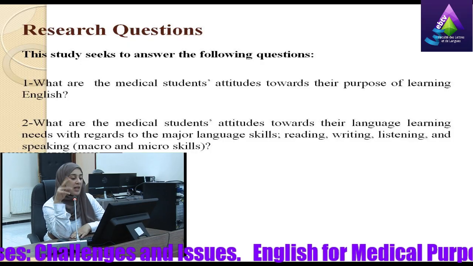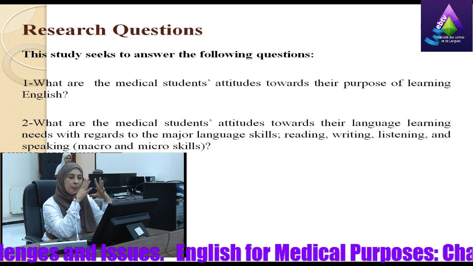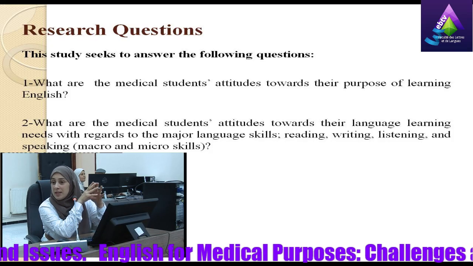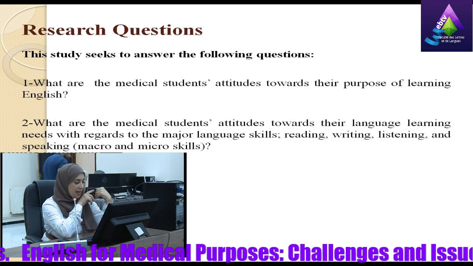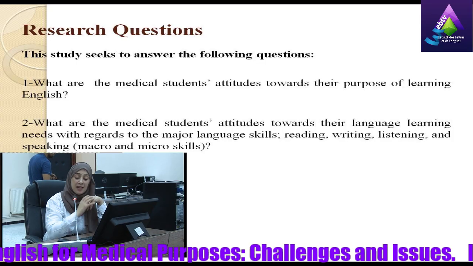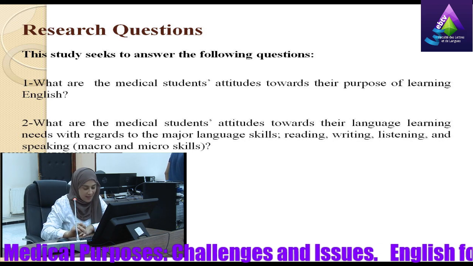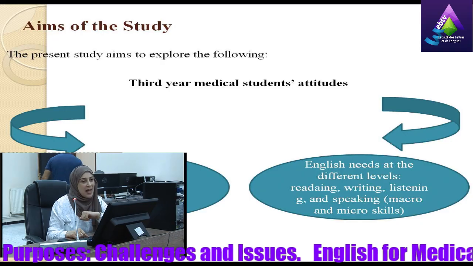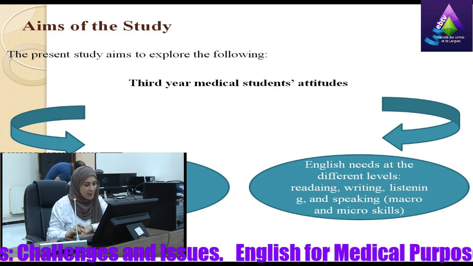And the second question is composed of two main parts. The first part is, we aim to find out their attitudes towards the most important language skill, that is the macro skills. We have listening, speaking, reading, and writing. And the second part is their needs with regard to the micro skills. So the aims of the study, as we said, are the purpose of English and the language learning needs at the macro and micro levels.